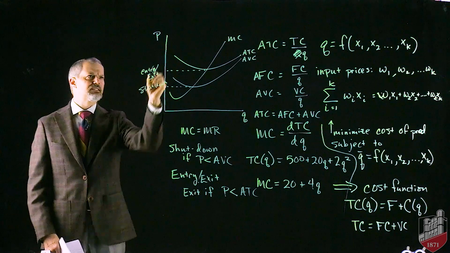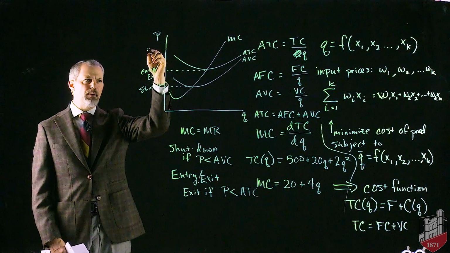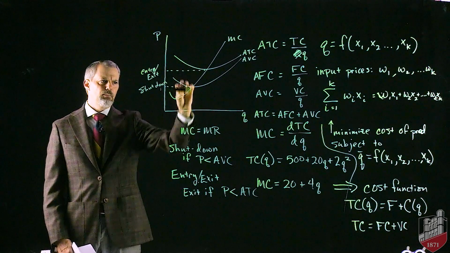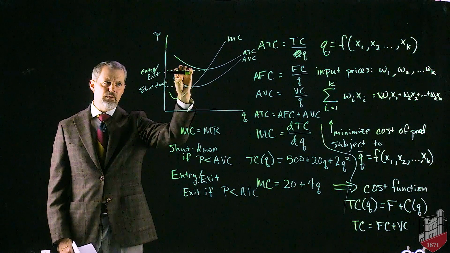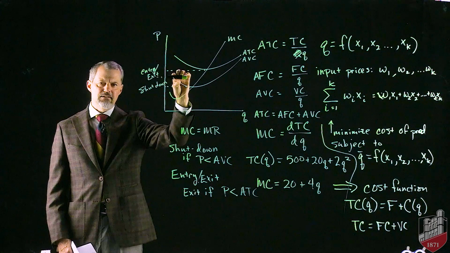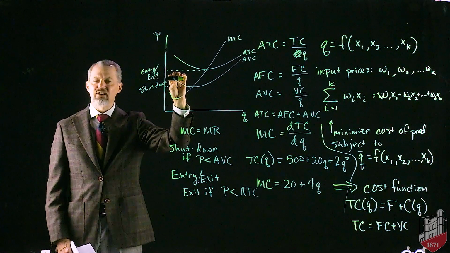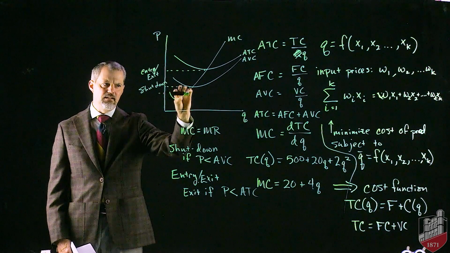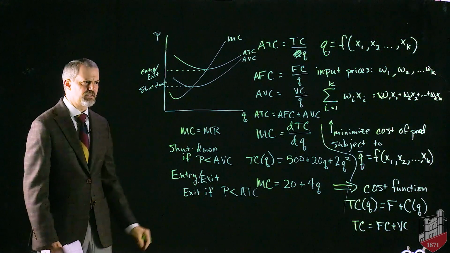If price is up here, then the firm's going to produce and profit's going to be positive. If price falls below this point down here, profit's going to be negative. But if price is in this range, even though profit is negative, the firm is still going to produce because it loses less by producing than it would if it shut down. But if price falls down here, then the firm is going to shut down. It just produces nothing.